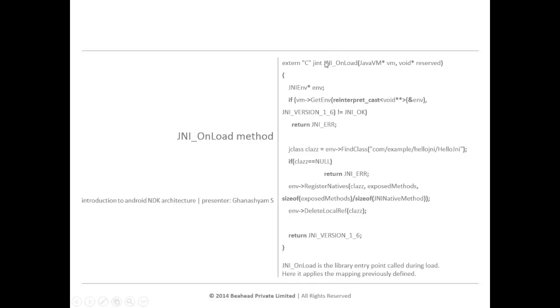This is the standard JNI OnLoad method, how it looks. First we are getting the JNI environment, then we are finding the Java class, taking a reference to the Java class, and once we have the reference to the Java class, we are registering the native functions. In the previous slide we saw that the exposed methods are an array of JNINativeMethod. So here we are registering the functions which are present in that array.